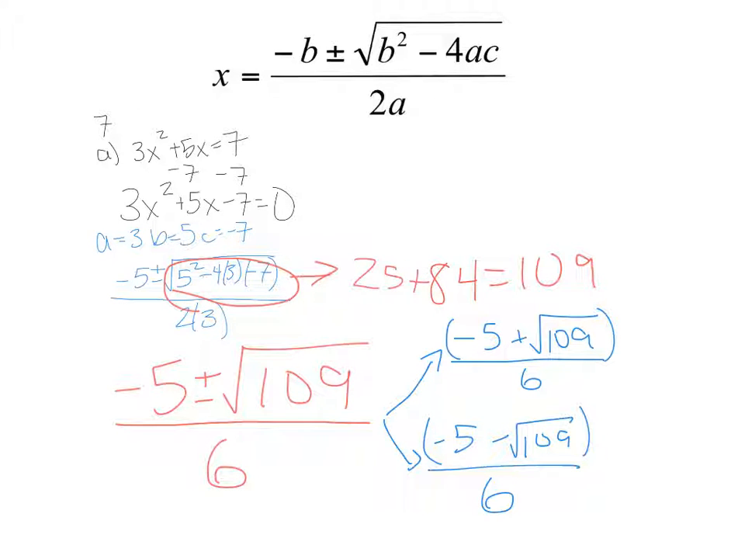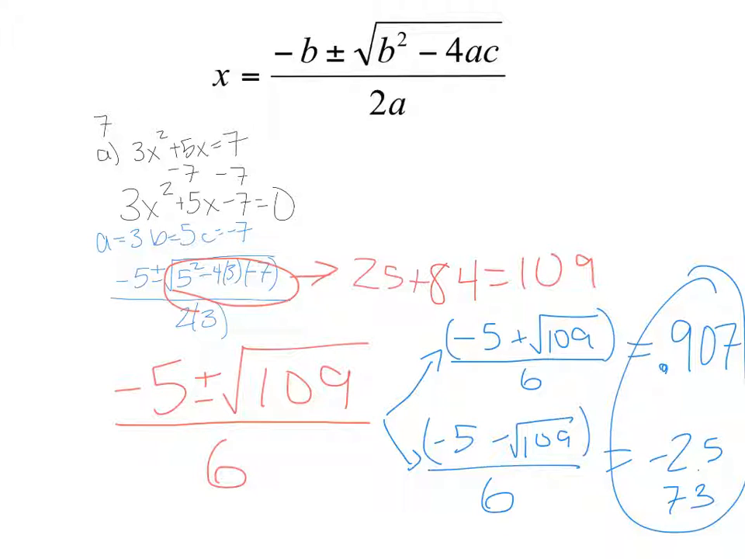This is where we split up into two solutions where we can type in -5 plus the square root of 109 divided by 6, and it will give us 0.907. And that is one of our zeros, 0.907. The other one comes from -5 minus square root of 109 divided by 6, which should give us -2.573. There's our two solutions.